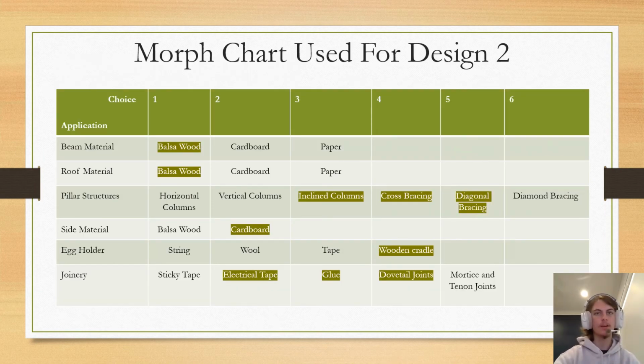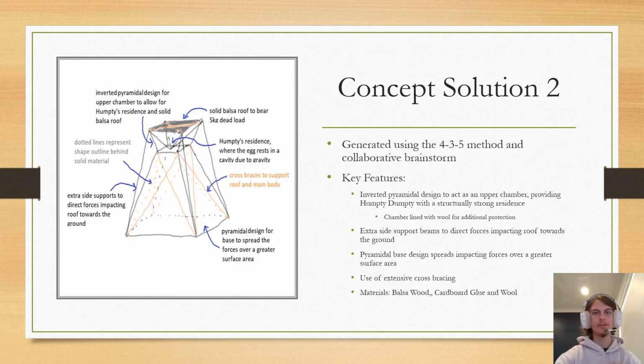This is the morph chart for our second concept solution. Solution 2 was generated using the concepts raised during the brainstorming and 635 brainwriting methods. By primarily incorporating sloping walls and inclined columns, the design is able to spread out the forces applied both vertically and horizontally. Cardboard would be used to create the sloping walls, which cushions the impact and provides higher tensile strength to the structure. Diagonal cross braces made of balsa add additional support to the structure and the main frame in order to withstand the lateral movement during the side collision as well.